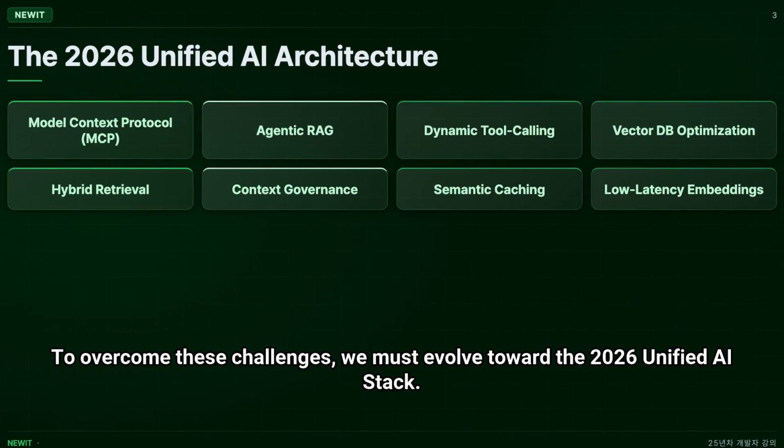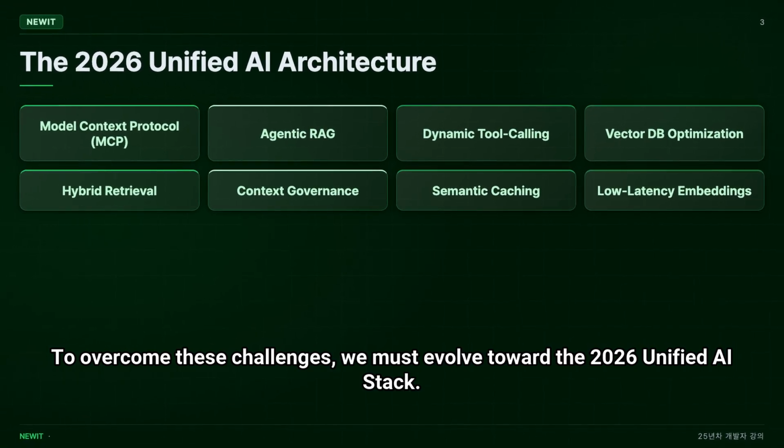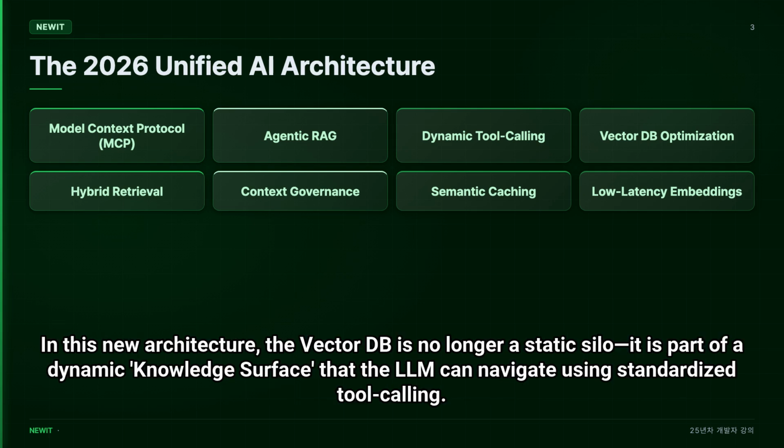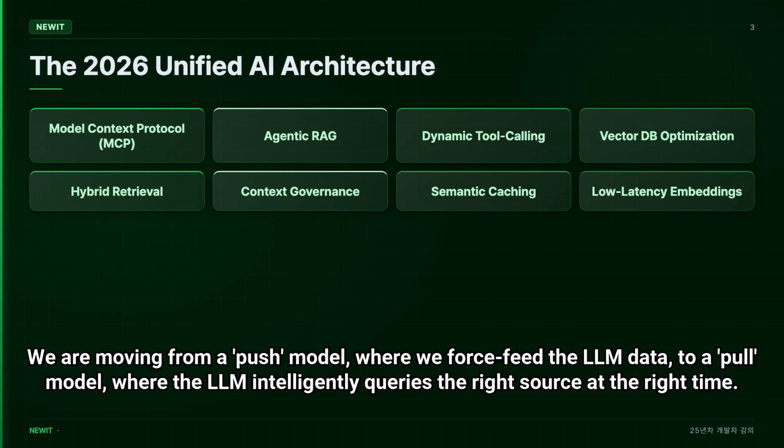To overcome these challenges, we must evolve toward the 2026 unified AI stack. This isn't just about adding more memory. It's about integrating the Model Context Protocol, MCP, as the standardized bridge between the reasoning engine and the data world. In this new architecture, the vector DB is no longer a static silo. It is part of a dynamic knowledge surface that the LLM can navigate using standardized tool calling. We are moving from a push model, where we force-feed the LLM data, to a pull model, where the LLM intelligently queries the right source at the right time.